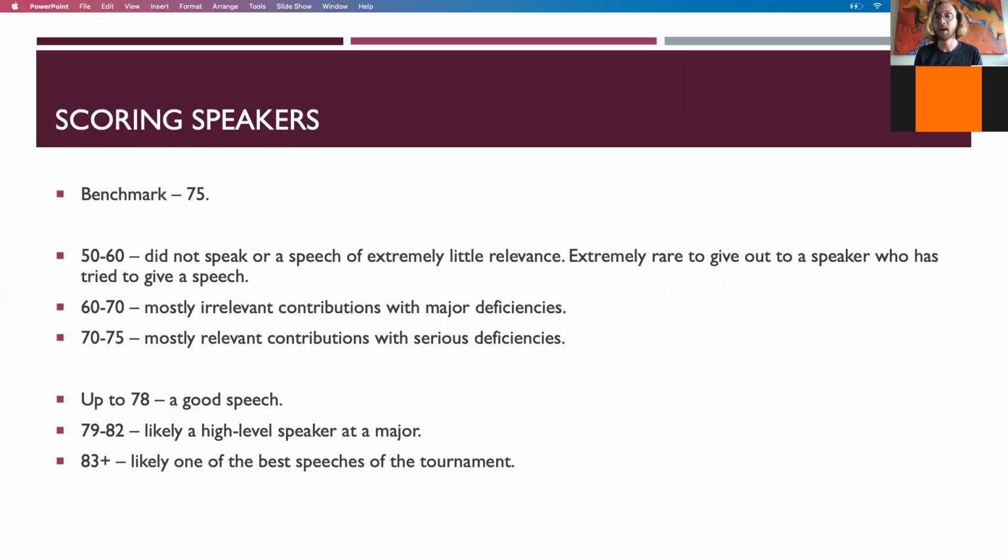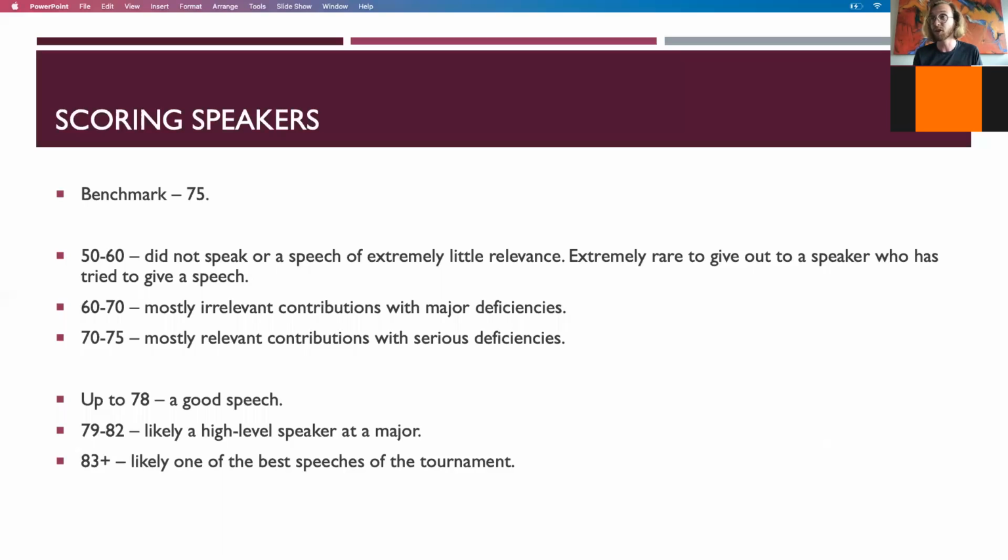Scoring your speakers. Benchmark is a 75. That should be the average score probably given out at this tournament, and it is a very large tournament, so you'll also have significant variation on either side of that 75 mark. With a 50 to 60, this means that they did not speak or gave a speech of extremely little relevance.